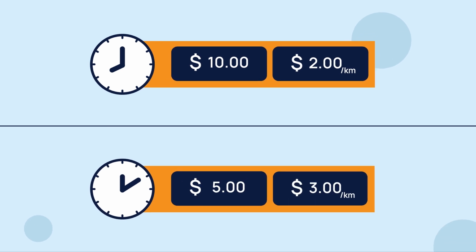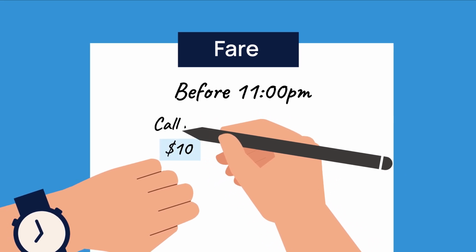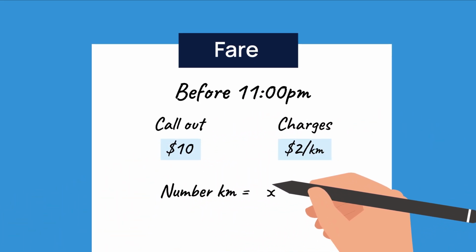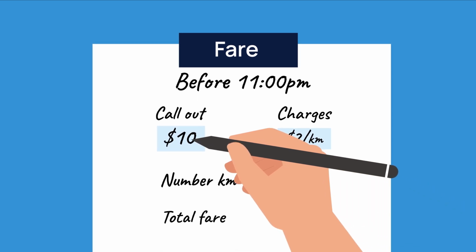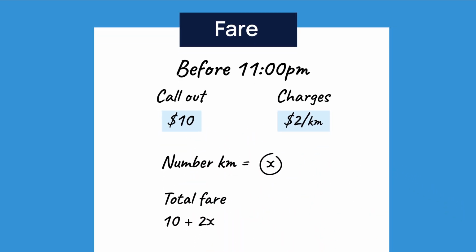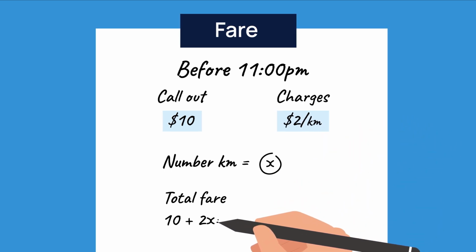One way to compare these charges is to think of them as algebraic equations. $10 call out plus $2 per kilometre. Call the number of kilometres x. So 10 plus 2x. We multiply x by 2 to reflect the $2 per kilometre, equals y, the fare.